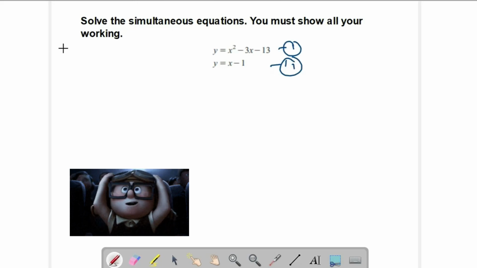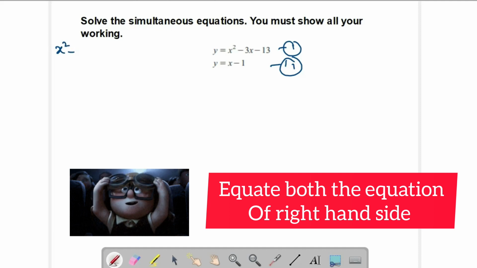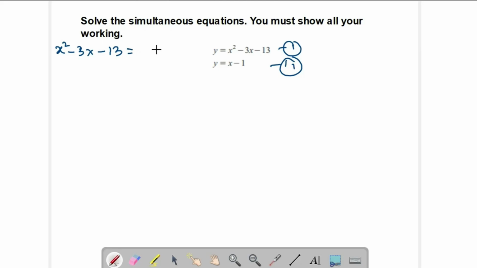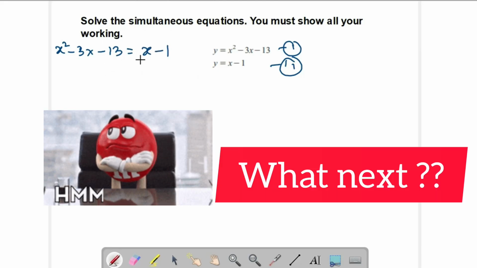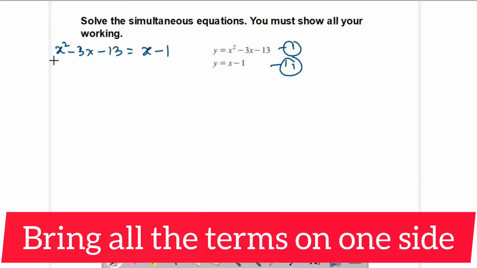From 1 and 2, we can write x squared minus 3x minus 13 is equal to x minus 1. Now in order to solve this, we have to bring all the values to one side.